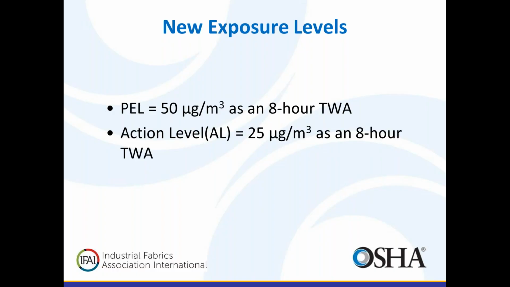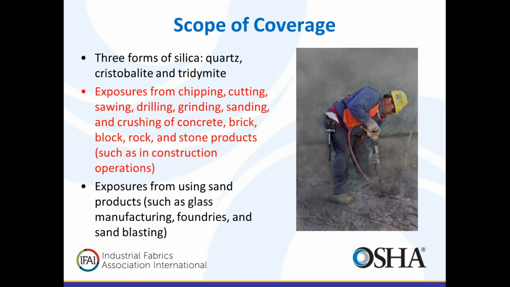Okay, scope of the coverage. Whenever you look at OSHA rules, it always talks about the scope of the coverage, and what that really means is what does it cover, and who does it cover, and what kind of procedures does it cover. The stuff that's highlighted in red are some of the 18 different processes that are covered under the silica standard, and it spells out that the type of silica that we are worried most about is quartz, cristobalite, and tridymite.